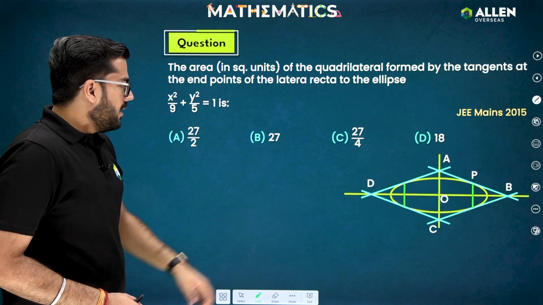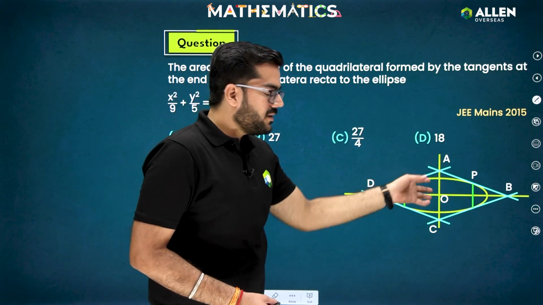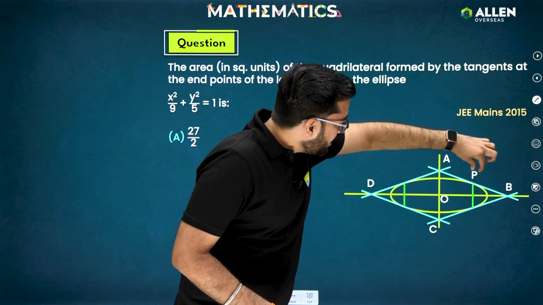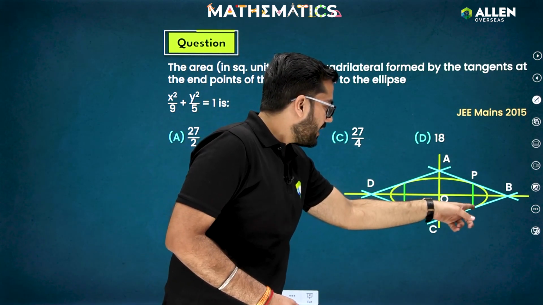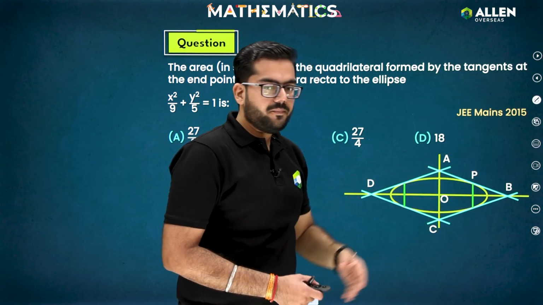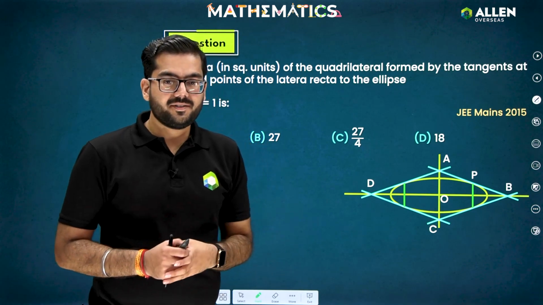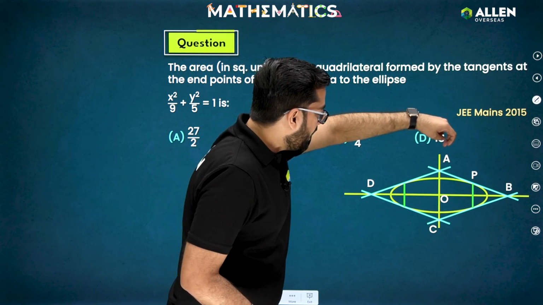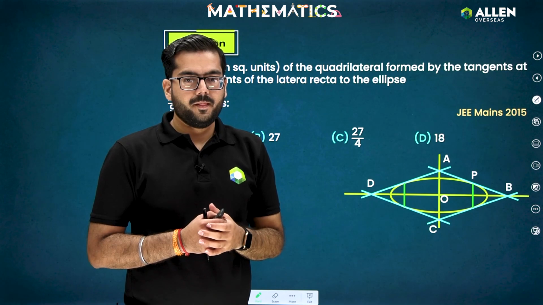So I am going to depict the given data here, something like this. I have an ellipse and here I am going to make tangents at the ends of the latus rectum, right? So you have the latus rectum here as well as here. I am going to work here only. Why? Because we have a symmetric curve. Because of symmetricity, they are asking to find the area of the quadrilateral ABCD. We are going to find that.